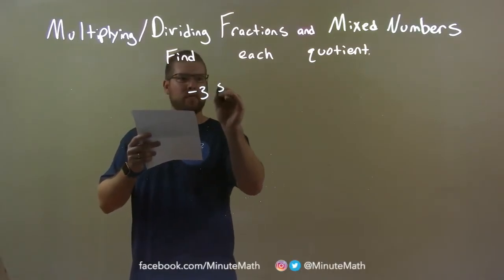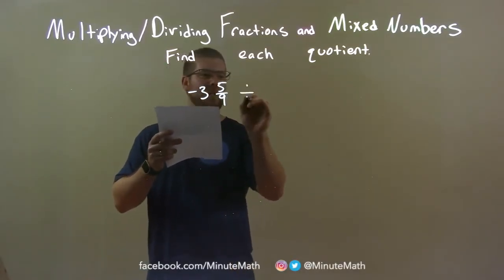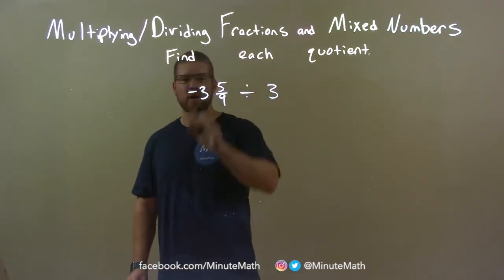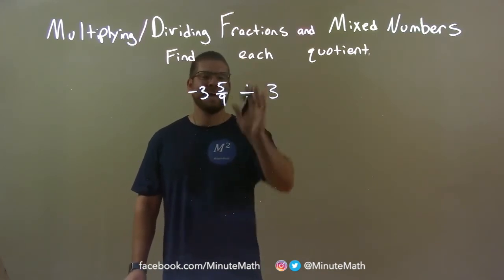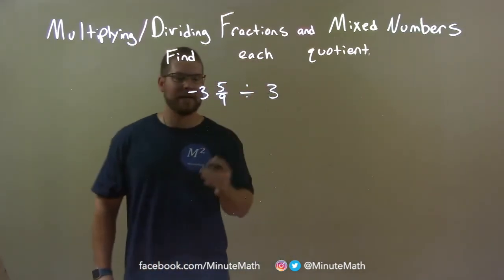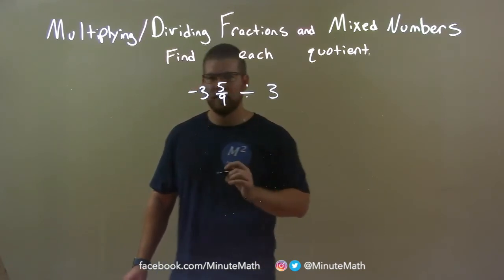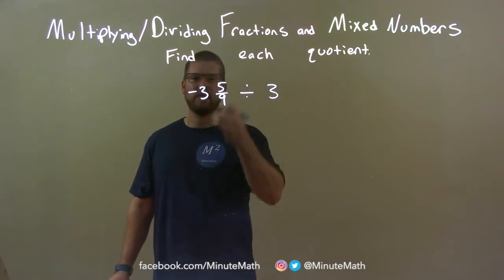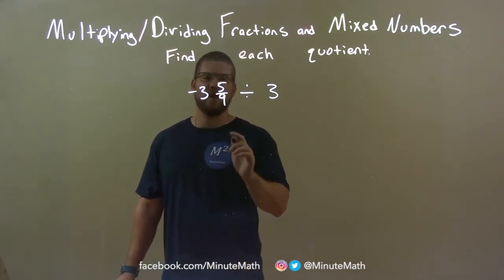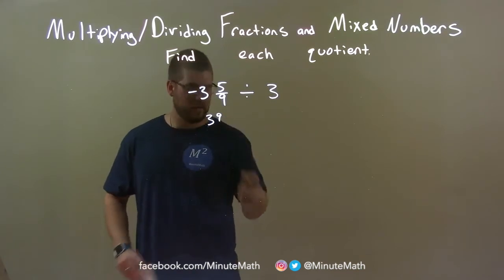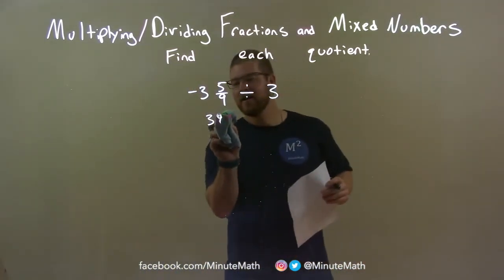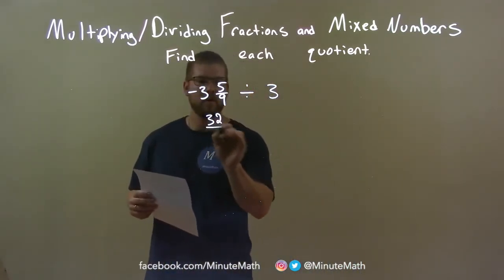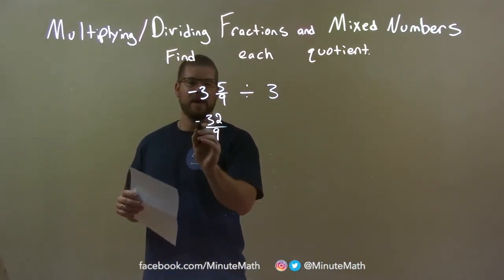Negative 3 and 5/9 divided by 3. Okay? A few things I'm going to do in my next step. I want to convert this to an improper fraction, and I don't like dividing. I'll make it multiplication. So 9 times 3 is 27, right? 9 times 3 is 27. Plus 5, add 5 more on top of that, is 32. Careful there. 32 over 9, and we keep that a negative.